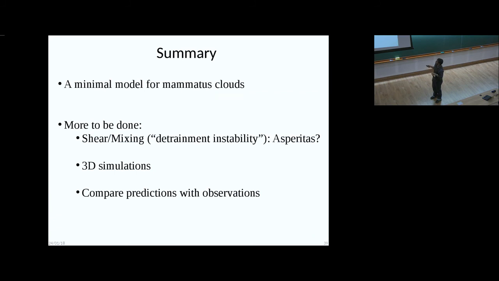I'll tell you some more things that can be done. The first thing, of course, is the shear-driven thing, the mixing-driven thing that I was telling you about. Especially since we're doing two-dimensional simulations, it's very easy to add shear. You just add a vorticity layer in the middle, in addition to everything else.